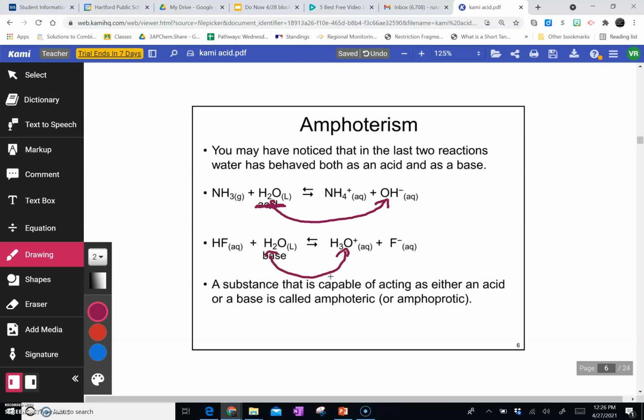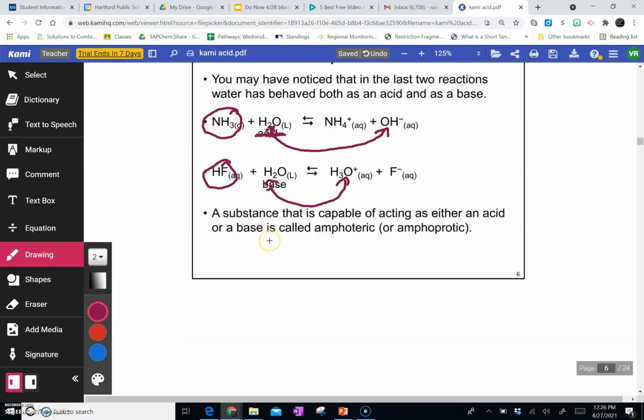So a substance that can act as either an acid or a base, depending upon which it's with, is called amphoteric. Okay, so sometimes, depending upon what it's with, when it's reacting with ammonia, water's acting like an acid, and here when it's reacting with hydrogen fluoride, it's acting like a base. So substances can behave both like an acid and a base, depending upon what they're with.